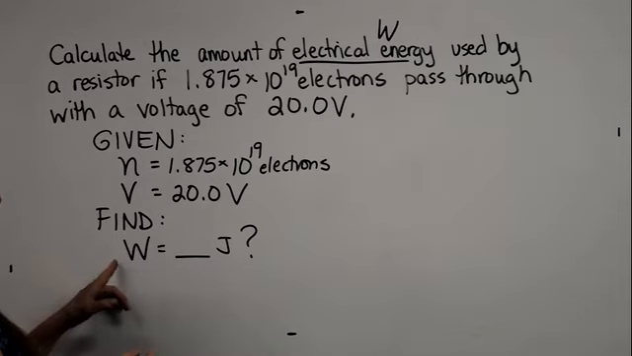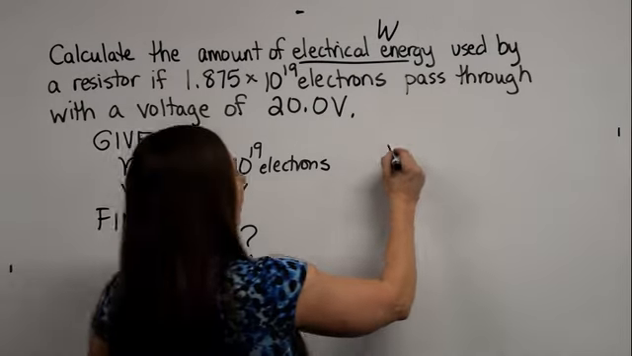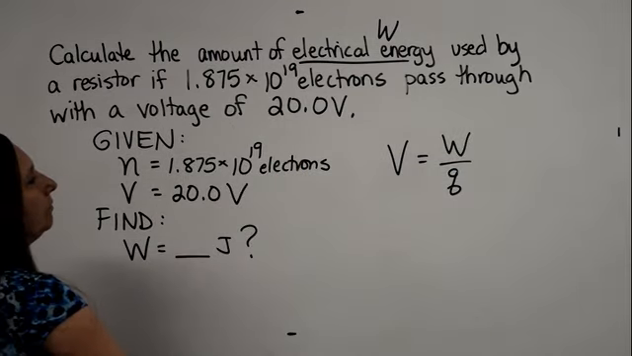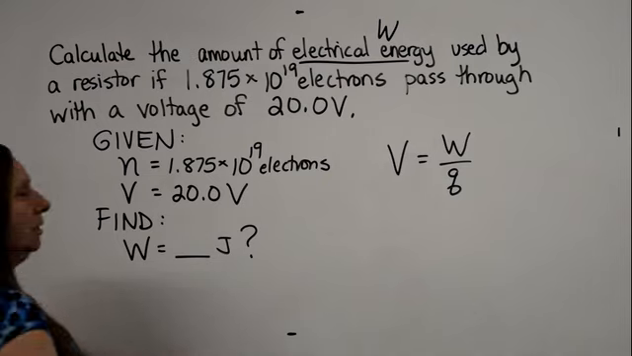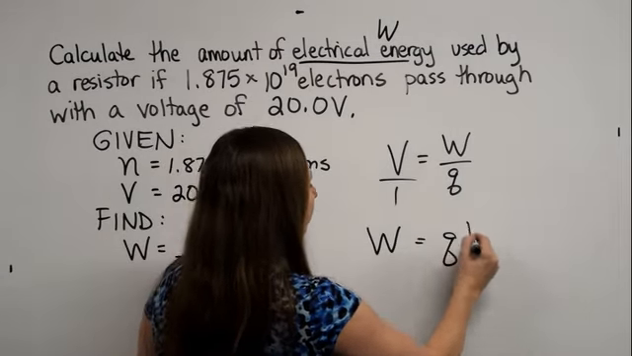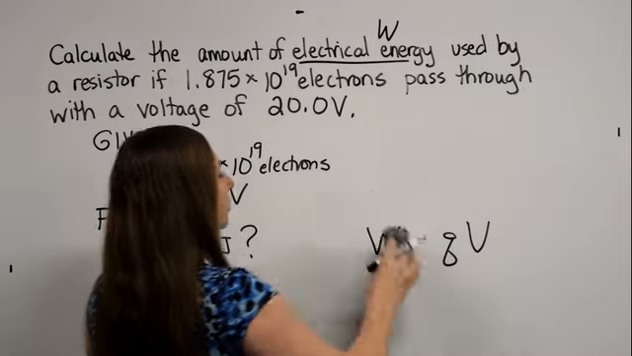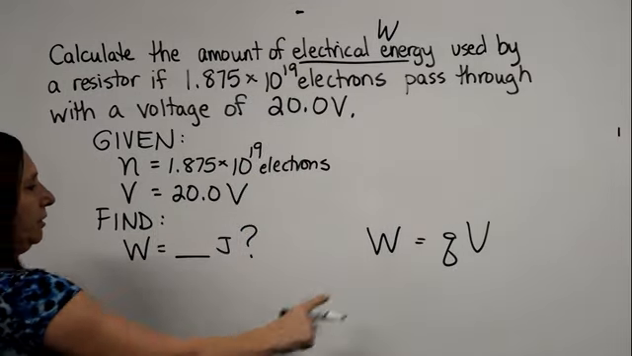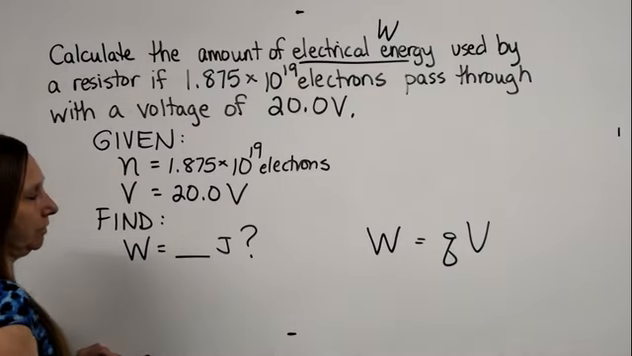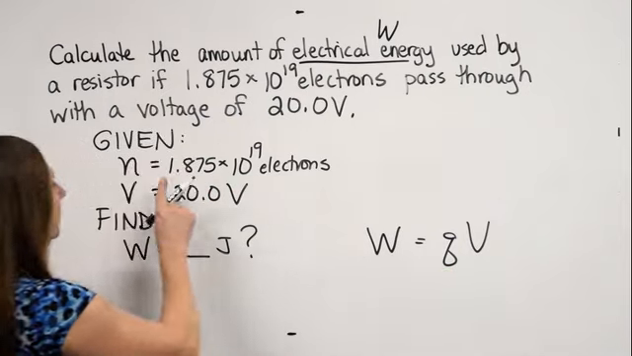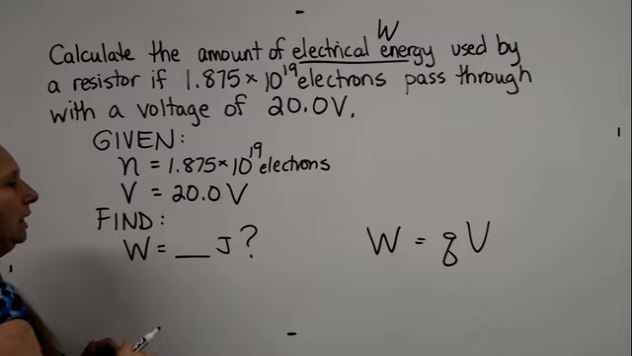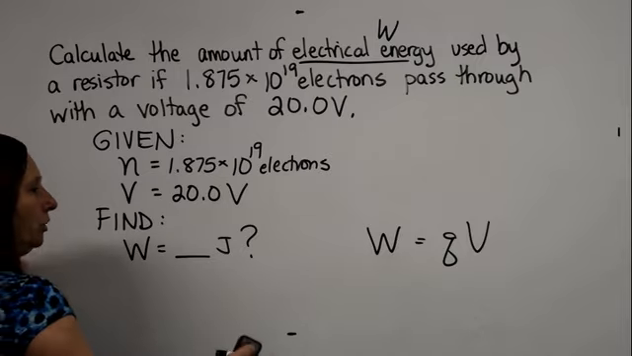Now it seems to me that if we were to use the equation V equals W over Q, rearrange it for W, I'm going to cross multiply. W times 1 equals Q times V. So if we were to use this version of the equation, we could figure out the work done, or the electrical energy used by the resistor. But we're going to need charge, not number of electrons. So let's convert this many electrons to charge Q.